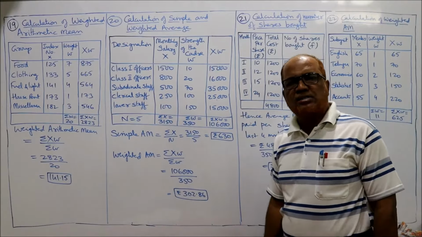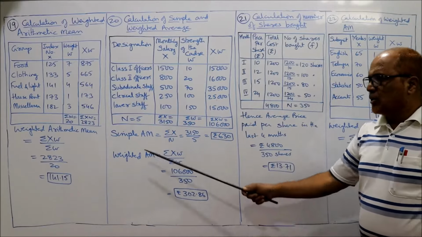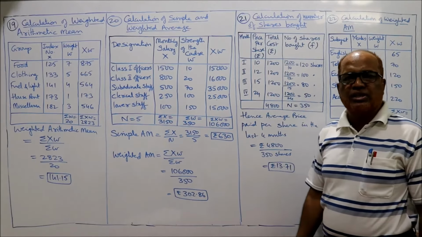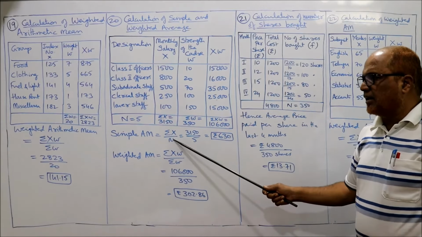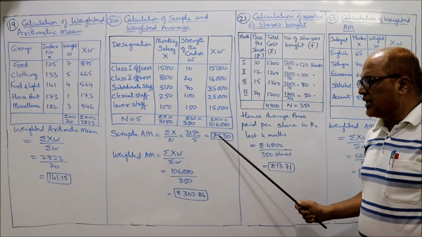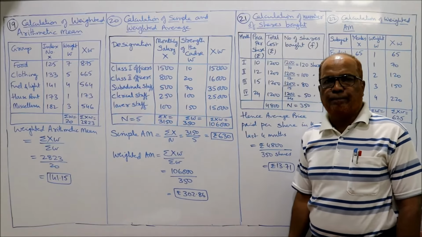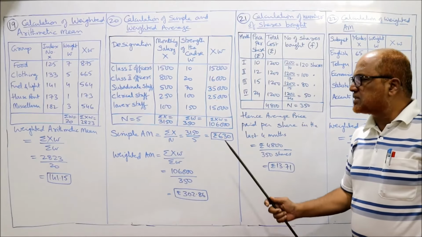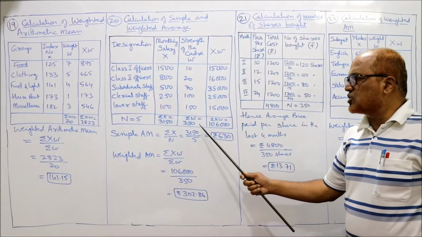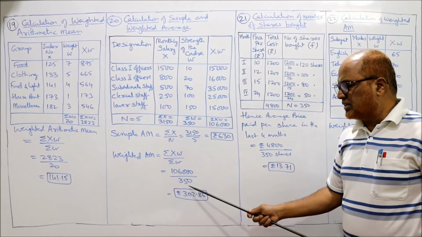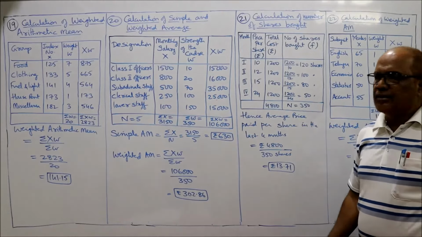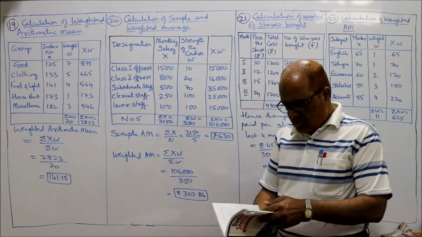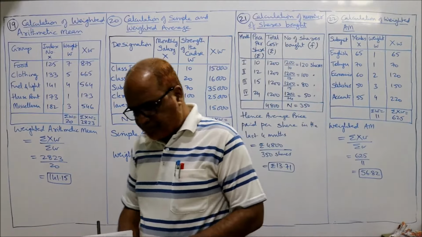Now two averages we have to calculate: simple average and weighted average. So simple arithmetic mean, the formula as usual, summation X by N. Individual series का formula. Summation X by N. So 3150 divided by 5, you will get 630 is the simple arithmetic mean. Now weighted arithmetic mean. Summation XW divided by summation W. XW is 1,06,000 and summation W is 350. So 1,06,000 by 350, 302.86. This is simple arithmetic mean and this is the weighted arithmetic mean. That's it. Now come to the problem number 21.